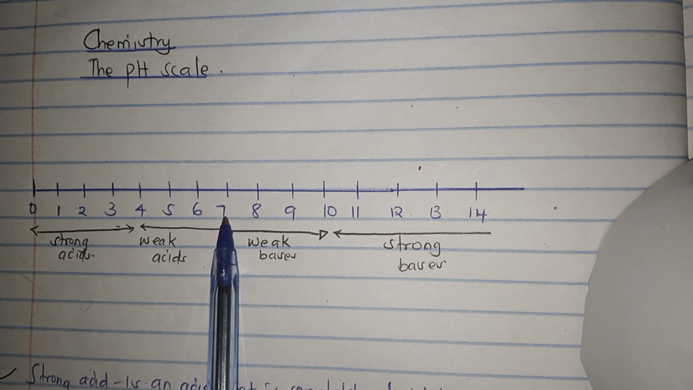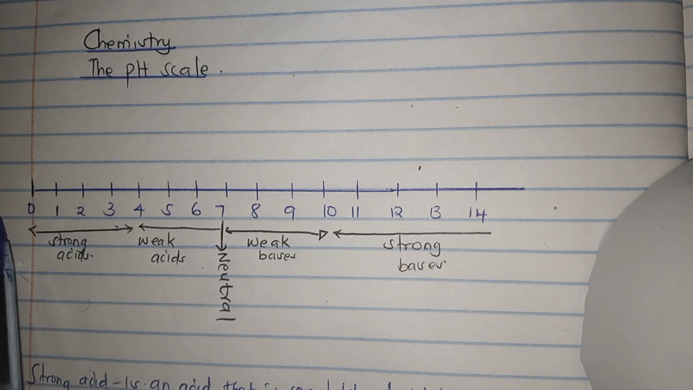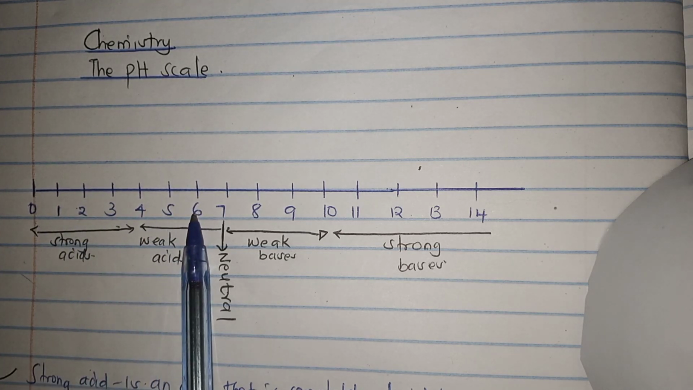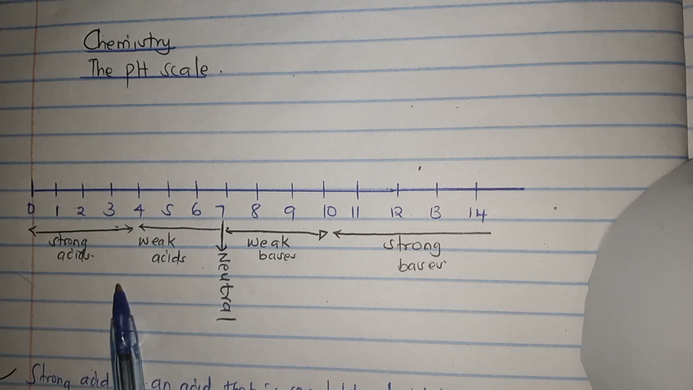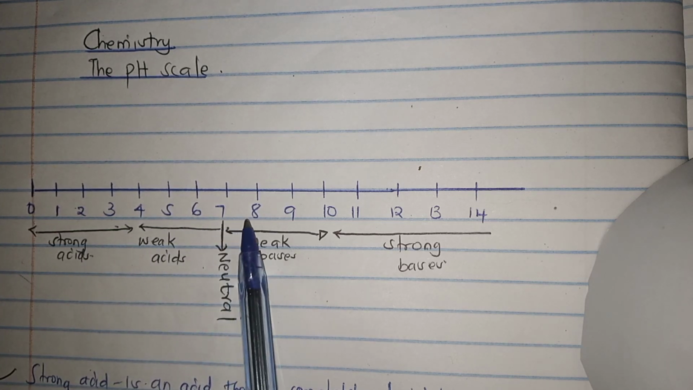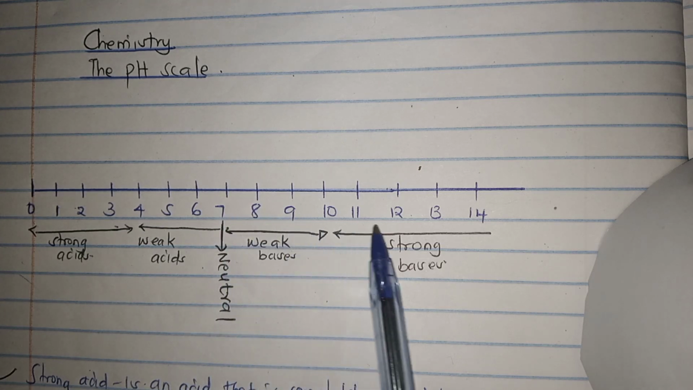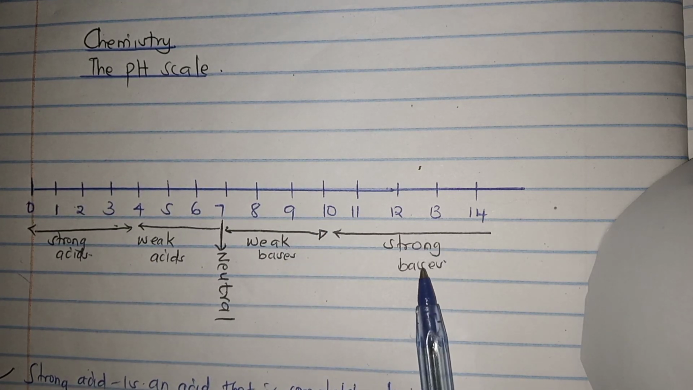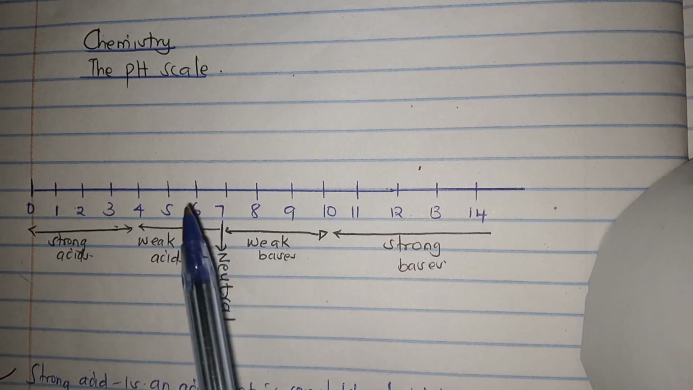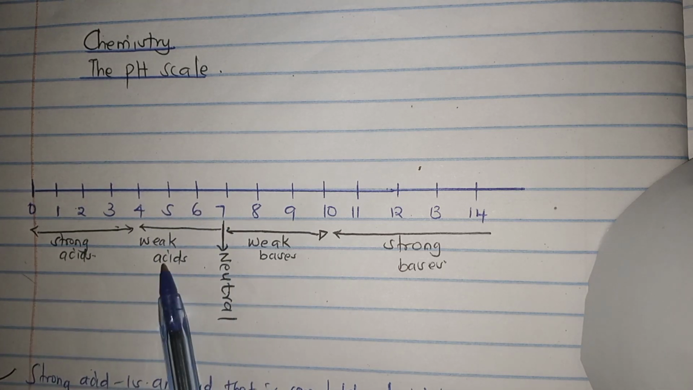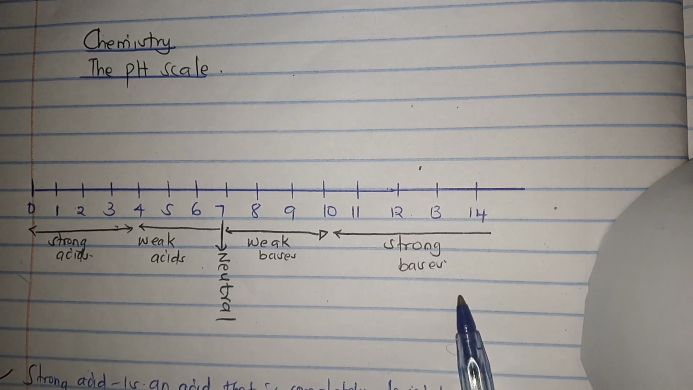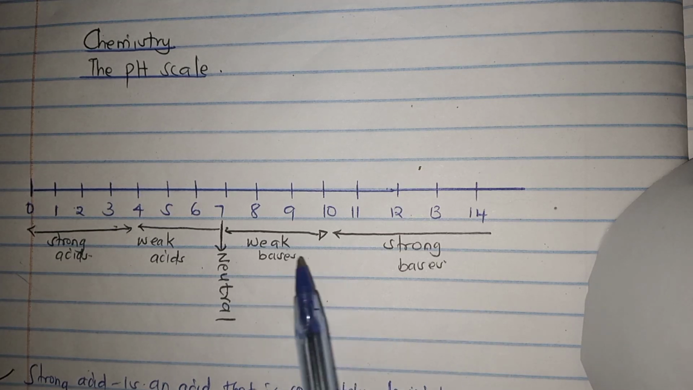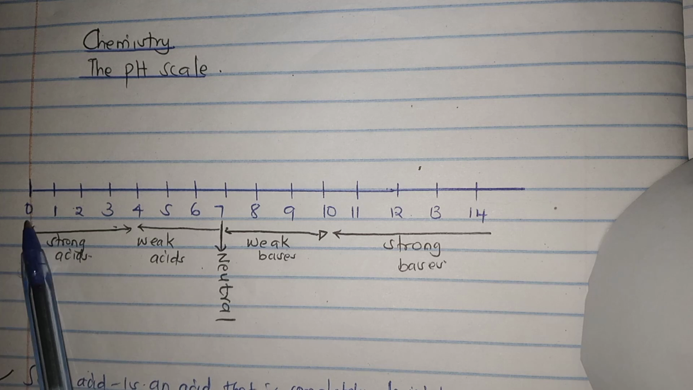And the values below 7, that is from 6 down to 0, these values here are acids. 0 to 6, they are acids. And the values above 7, from 7, 8, 9, 10, 11, 12, 13, these values here are basic in nature. So 7 is neutral. The values below 7 are acidic. The values above 7 are bases. They're basic in nature.